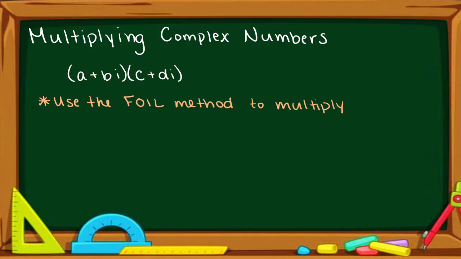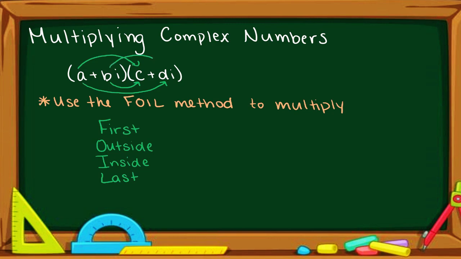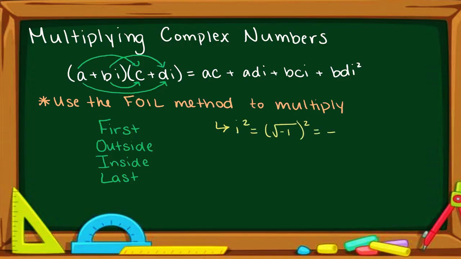So if we have a plus bi times c plus di, we'll multiply the first terms, which is a times c, then the outside terms, which is a times di, the inside terms, which is bi times c, and the last terms, which is bi times di. This becomes ac plus adi plus bci plus bdi squared. Keep in mind, i squared is equal to the square root of negative 1 squared, which is negative 1.